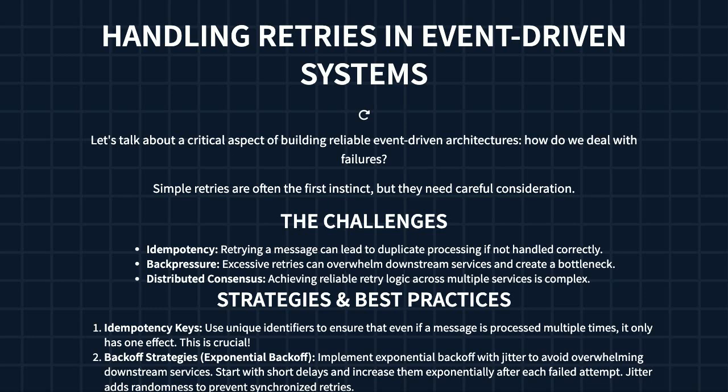So, we're going to look at strategies like using unique identifiers for messages, implementing exponential backoff with a little randomness to avoid overwhelming systems, and crucially, setting up dead letter queues to catch those messages that are repeatedly failing so they can be investigated. Finally, circuit breakers can help protect your downstream services from getting overloaded.